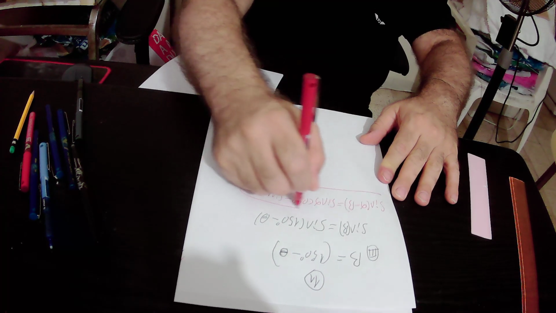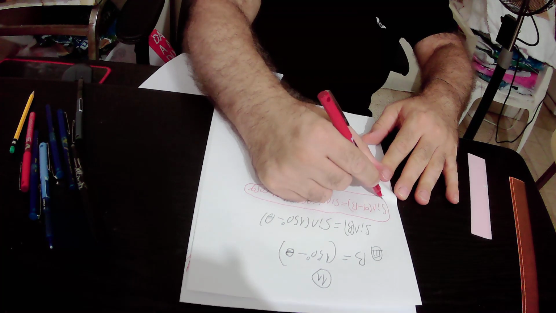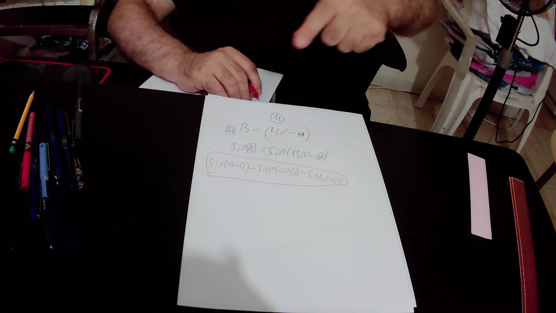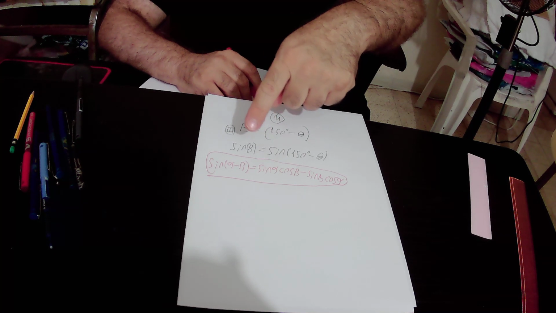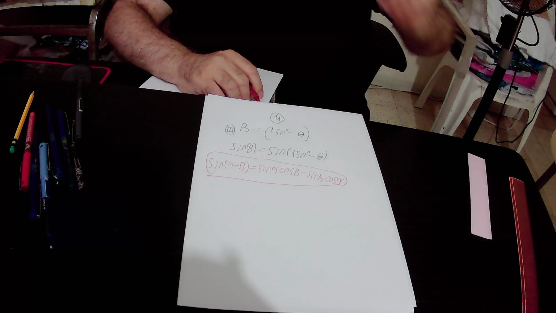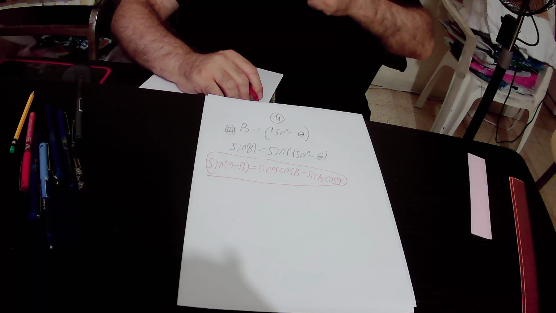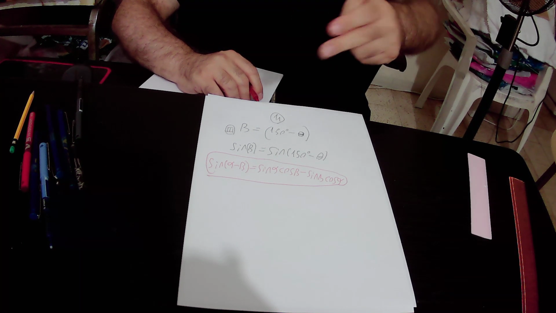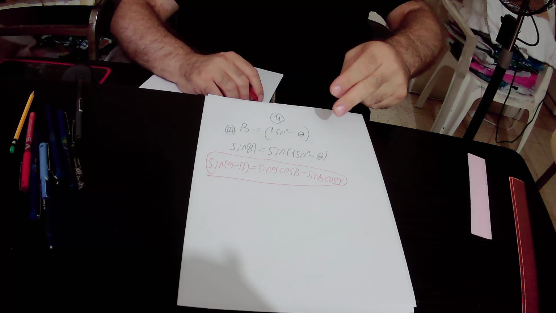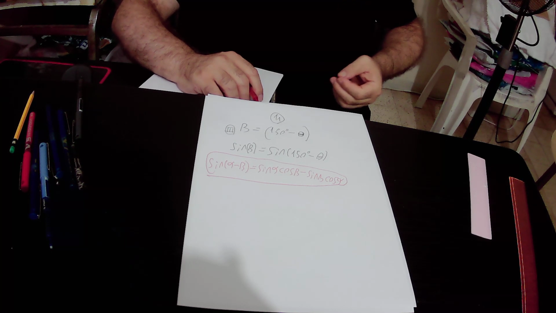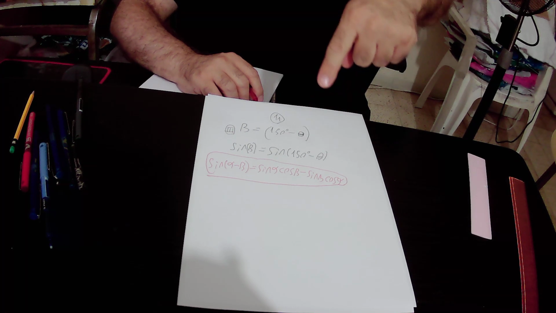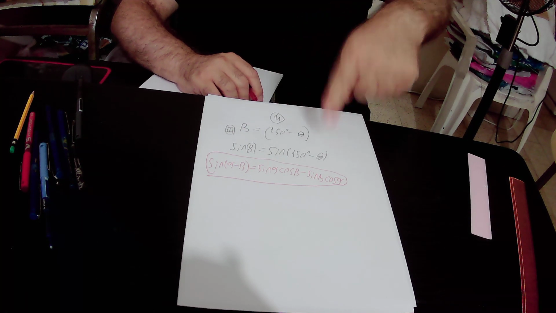So actually our second trigonometric identity states that the value of sine of alpha minus beta equals sine alpha cosine beta minus sine beta cosine alpha. And we'll use this identity in order to find out the value of sine of 150 degrees minus theta when we substitute alpha by 150 degrees and beta by theta.